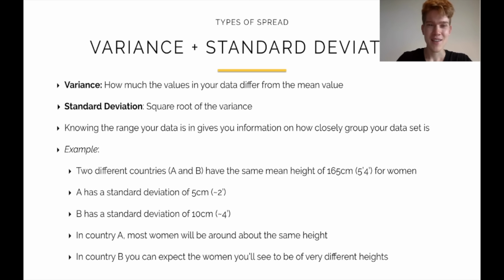All right, so let's move on and look at the variance and standard deviation. And we'll talk about the variance first. What the variance tells us is how much our data differs from the mean value. It looks at each value, and it looks at how different each value is from the mean value. And then it gives us the variance.